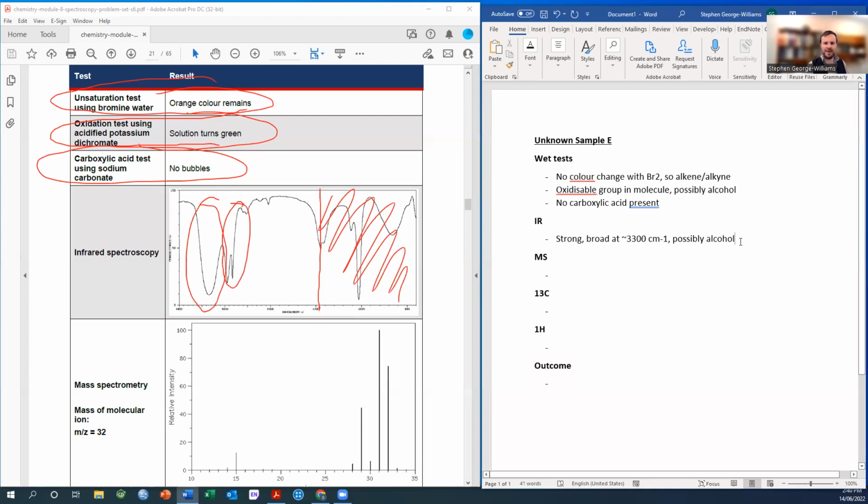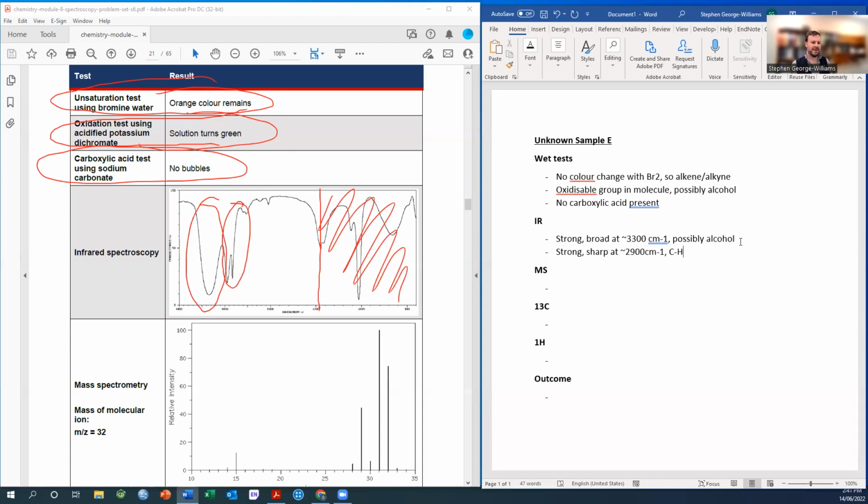The signal at about, so I'm getting a bit sharper there, so the strong, sharp signal at around about 2900. That's just your CH stretches or CHs in the system. Most organic molecules are going to have that. So it's not really telling us anything interesting. But again, we've got that potential confirmation of my alcohol.